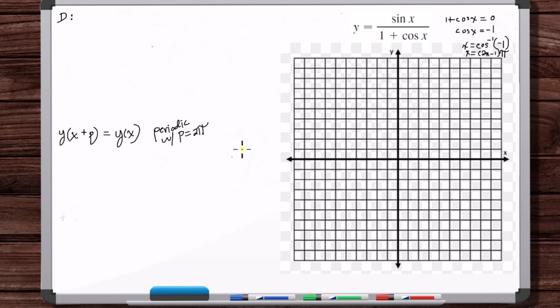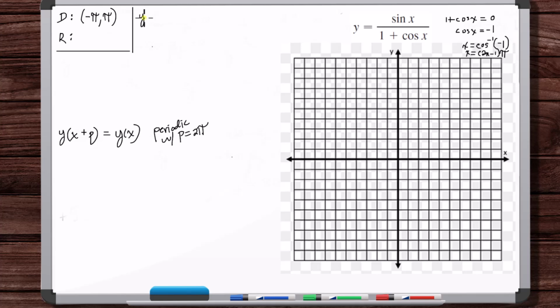Now with that in mind, we're just going to sketch one period from minus pi to pi. In that case, the domain I'm going to say is minus pi to pi. But technically, if you went to all real numbers, the domain would be any x except when x is equal to (2n minus 1) times pi, where n is any integer. The range we'll come back to once we sketch the graph.